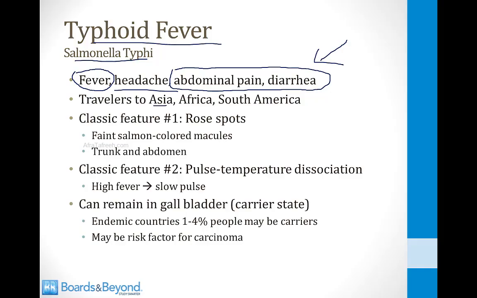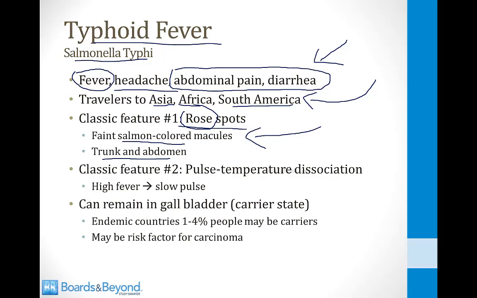It's not common in the United States. It's common in Asia and Africa and South America. And in a board question, it's almost always going to be someone who's had a recent travel to one of these places. The first classic feature you need to know about is the presence of rose spots. These are faint macules, often described as salmon-colored, but they're light pink or rose-colored, and they occur on the trunk and abdomen. So if you see a traveler who has diarrhea and these types of spots on the trunk and abdomen, you are probably dealing with typhoid fever.